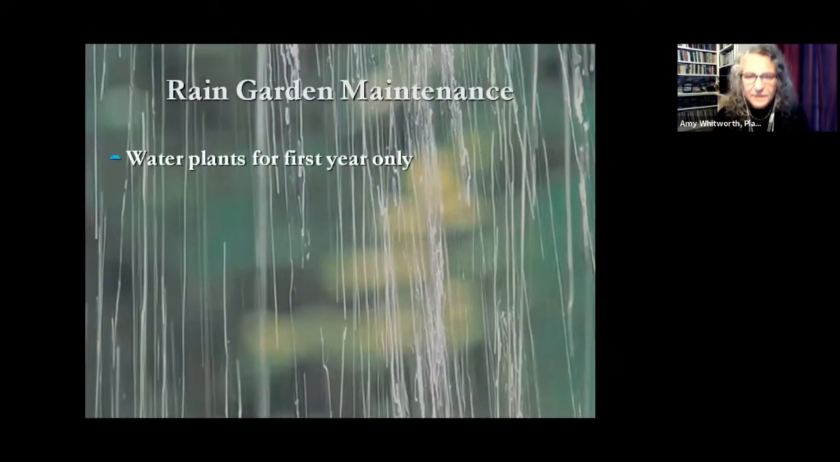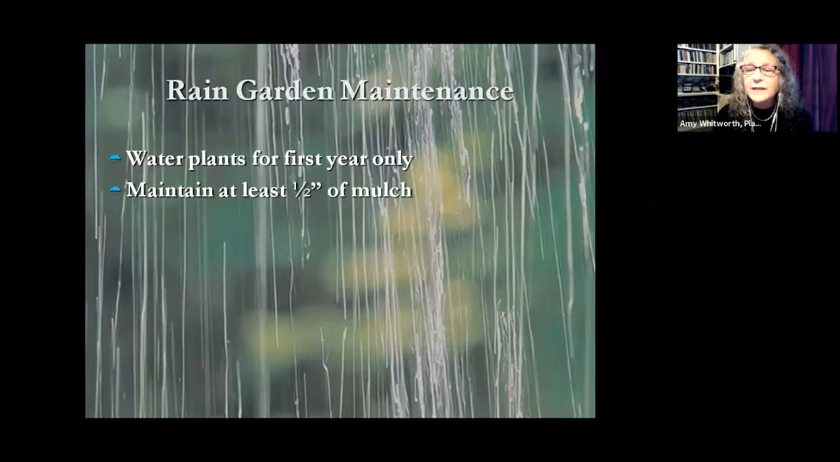And then in terms of maintenance and watering, water for the first year only, if you plant in the fall or really early spring, like by February, this month or next month. Then you might need to only water your plants for the first year. But I would say plan on monitoring the plants for water for the first 2 to 3 years.